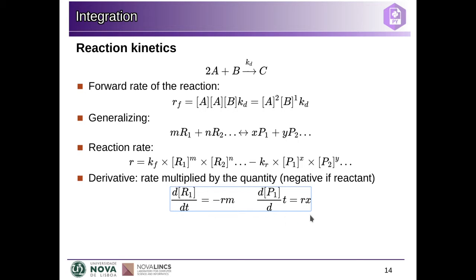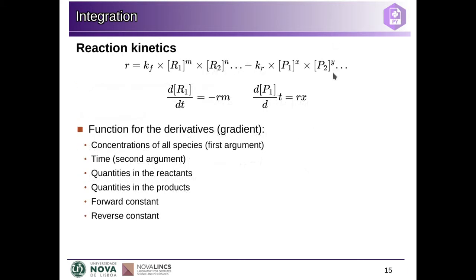And the same thing for the products here. We use the rate of the reaction, we multiply by the amount for each product. For example, P1 is multiplied by this X, but now it's positive because the products are being produced when the reaction is going forward. So let's see how we can model this.